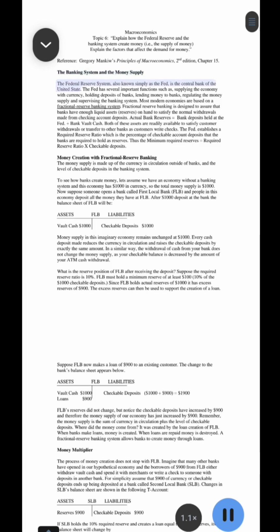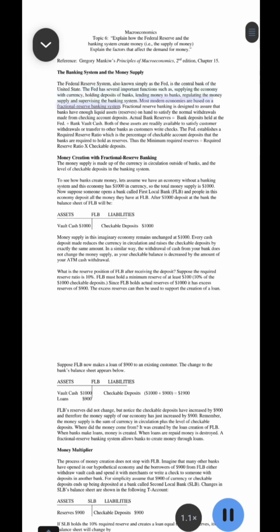The Federal Reserve System, also known simply as the Fed, is the central bank of the United States. The Fed has several important functions such as supplying the economy with currency, holding deposits of banks, lending money to banks, regulating the money supply, and supervising the banking system.